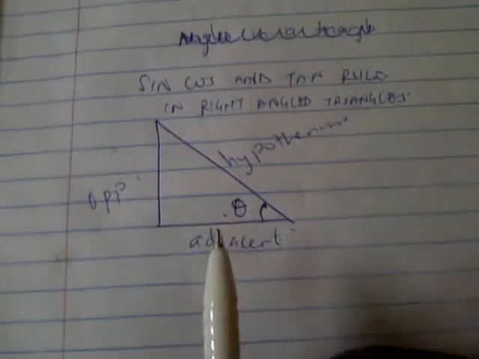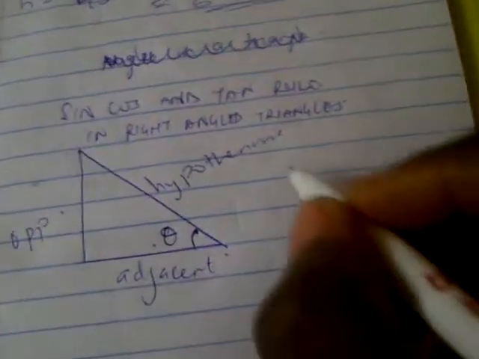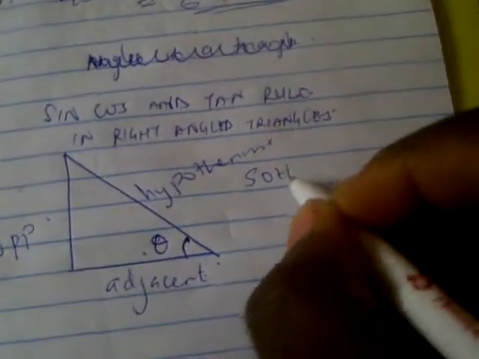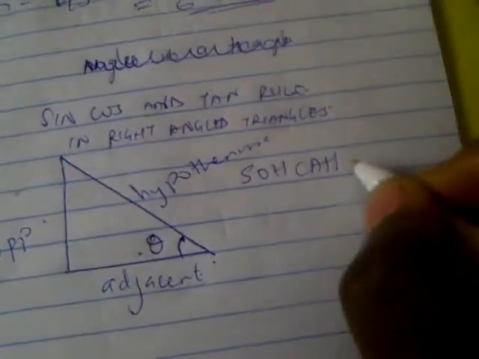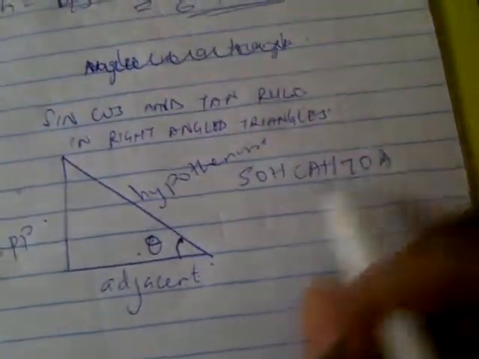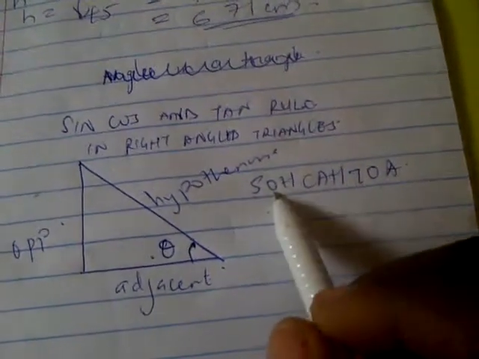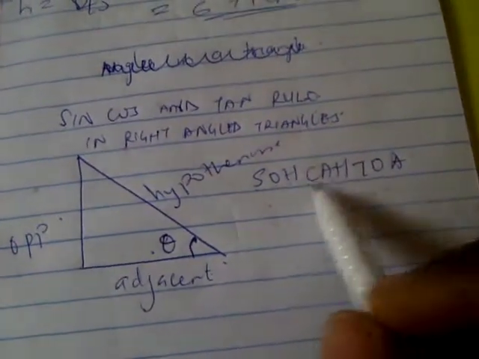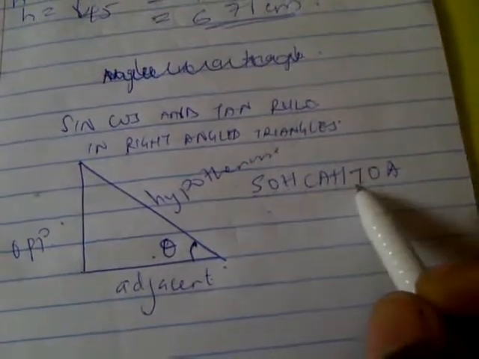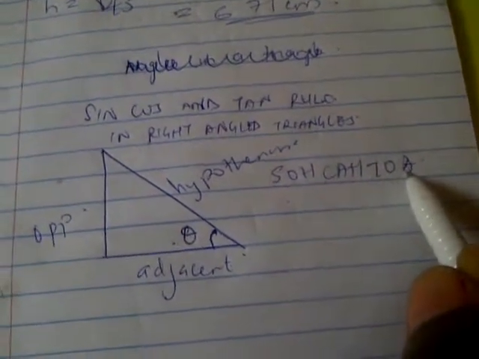Now, bearing this in mind, we're going to use something I call the sine, cos and tan rule, and a very easy way of remembering this is to use SOH CAH TOA. SOH CAH TOA means sine, opposite over hypotenuse; cos, adjacent over hypotenuse; tan, opposite over adjacent.